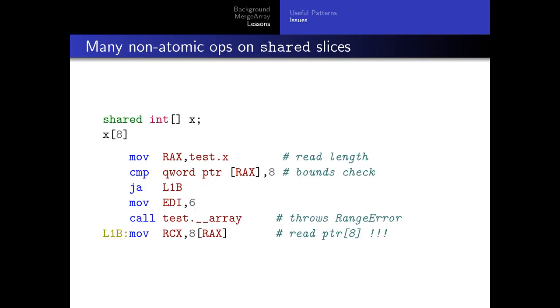But also if you just try to index into a shared array, you get bounds checking. But what it does is it reads the length, it checks that, and then it reads the pointer. But if the length has already changed and the pointer isn't, the length and the pointer aren't what you checked, then you can still get issues.